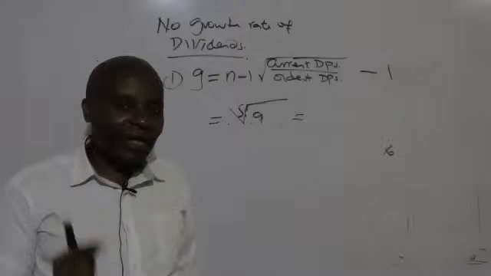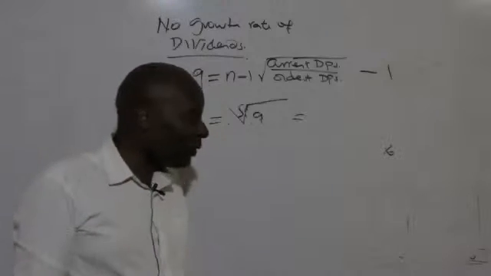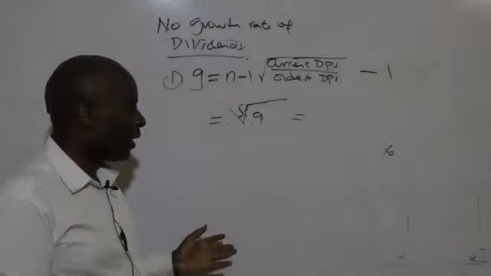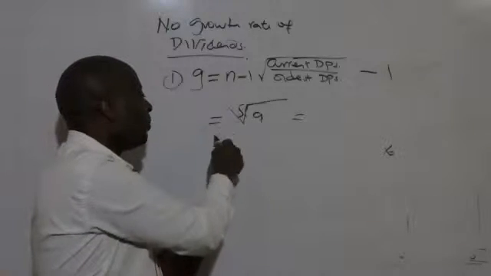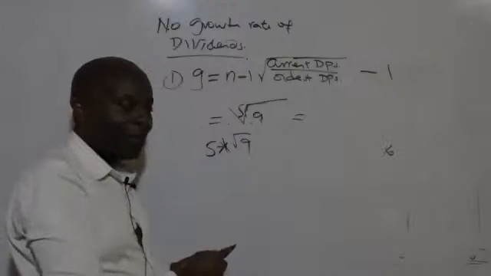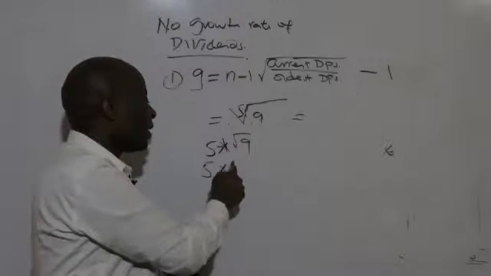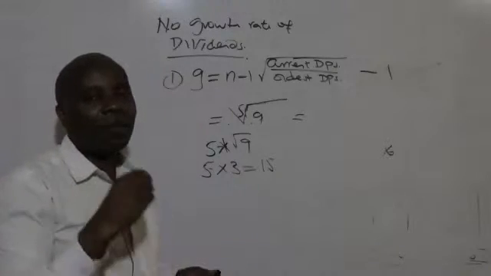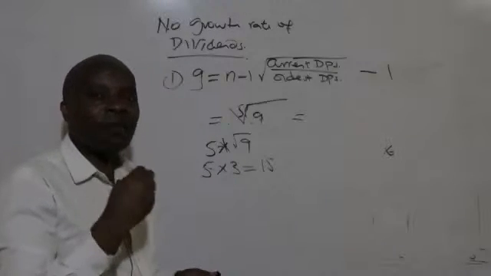Now, for the many years that I've marked KASNEB exams, I've never understood this about students. You'll find a student telling you, teacher, it's the same as saying 5 times square root of 9, it's the same as saying 5 times 3. That's how they get to 15. Ladies and gentlemen, fifth root is something that is very different.